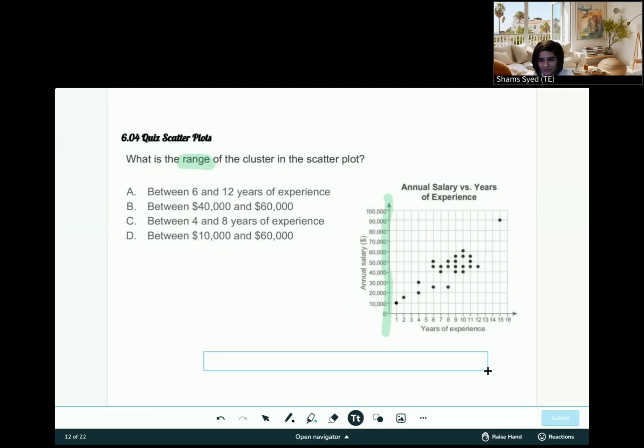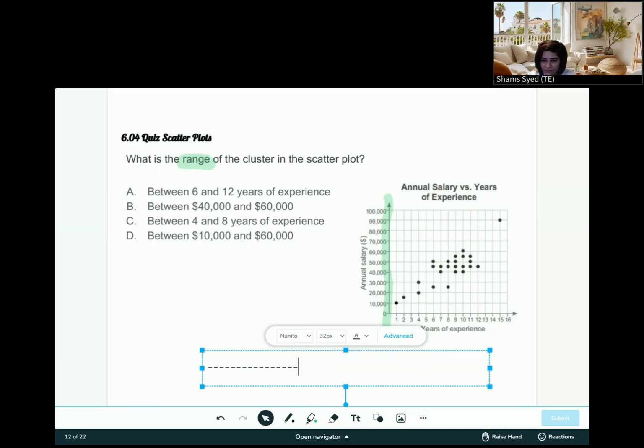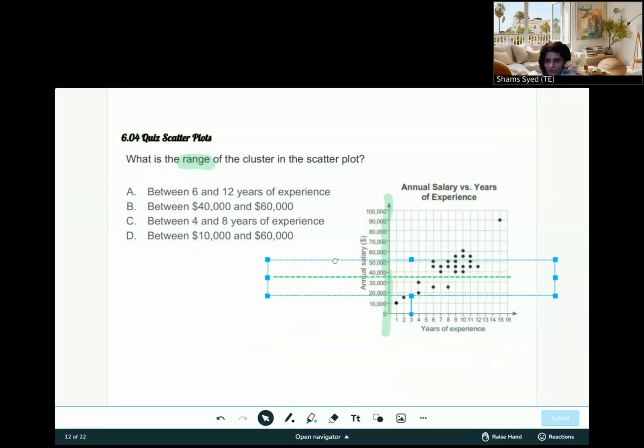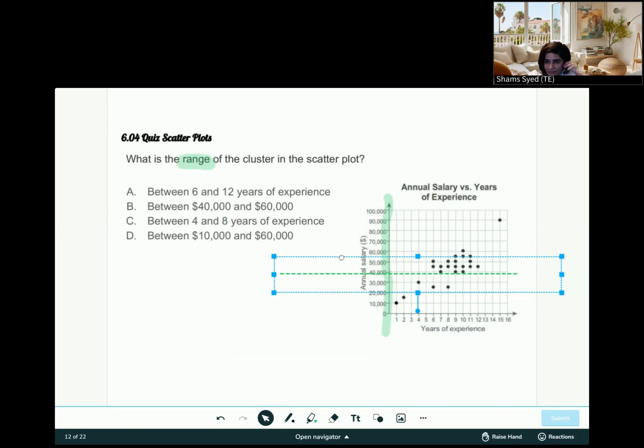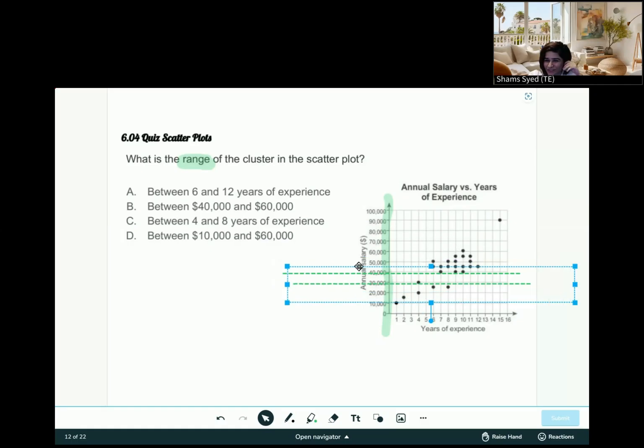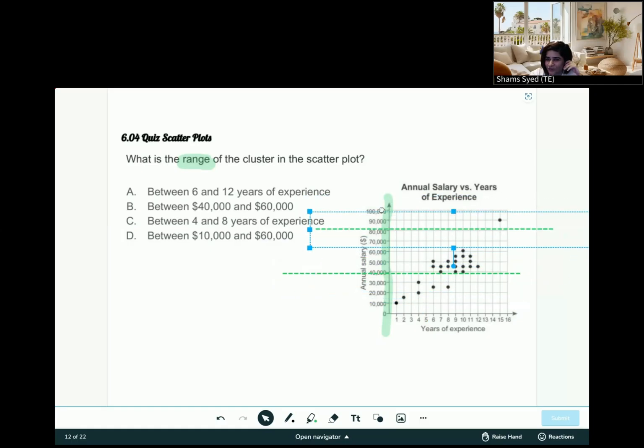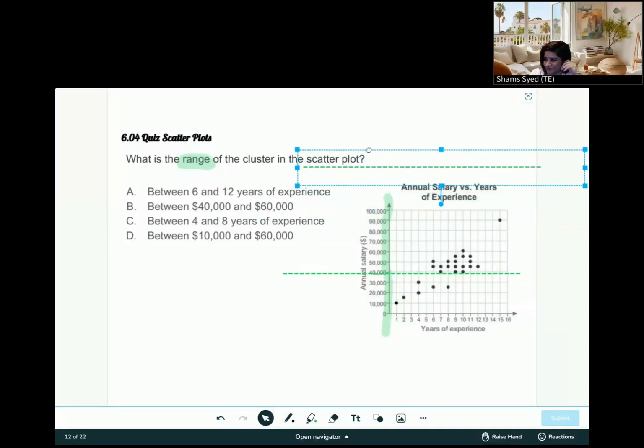Notice, let's create the dotted line. That is going to be a little green line. I'm going to look at where the most dots are. Okay, I'm not going to look at where all the dots are. Notice most of the dots lie higher than 40,000, right? Look at the cluster. Okay, the cluster says most of the dots are higher than 40,000. You guys all agree so far? I moved the other line away, right?